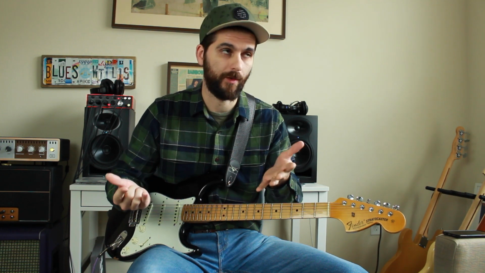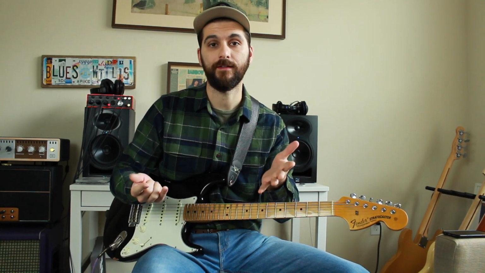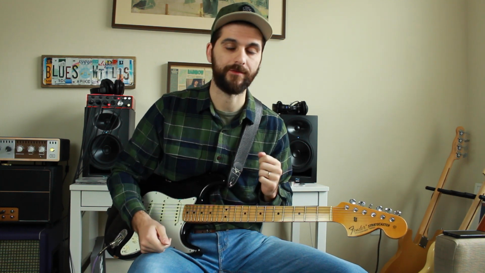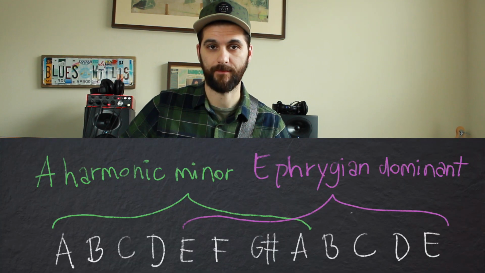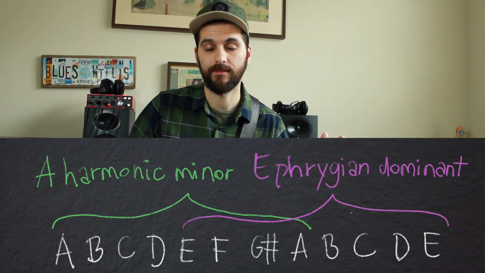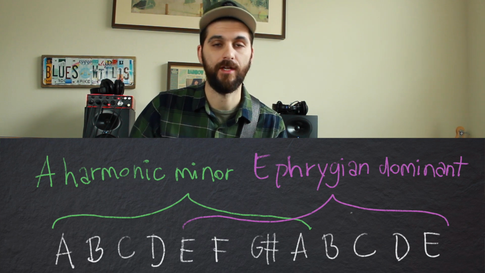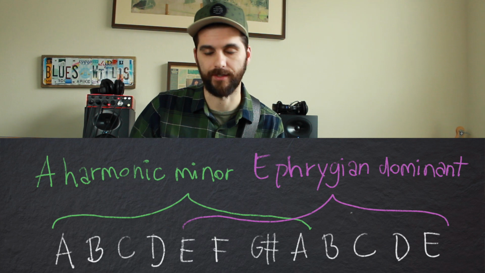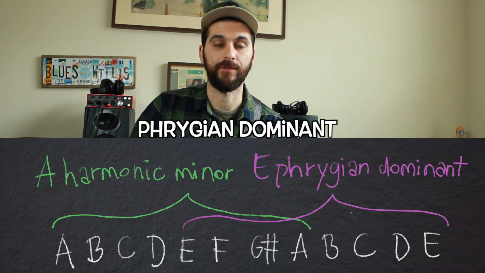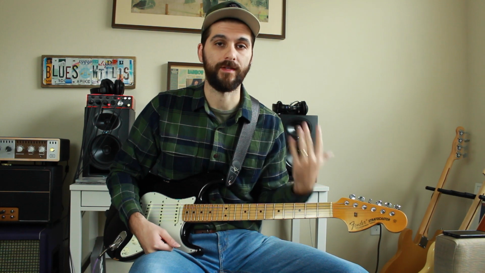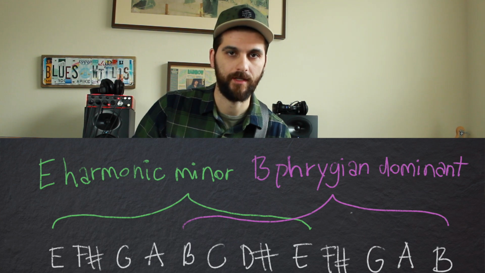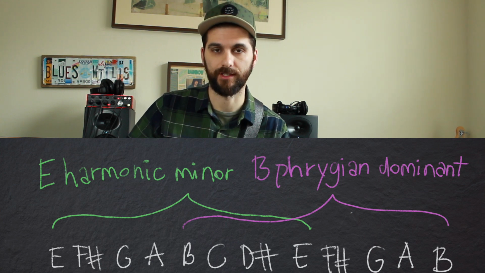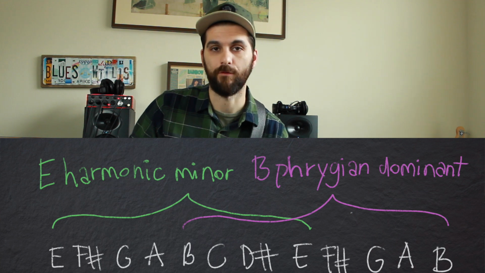The difference between them is in what context you're playing them in, and what your starting note is. So if you take the same set of notes, but you start from A, it's going to be an A harmonic minor. But if you start from E, which is the 5th degree of A, you'll get a Phrygian dominant. So it obviously works with everything else. The E harmonic minor will be the B Phrygian dominant because B is the 5th degree of E.